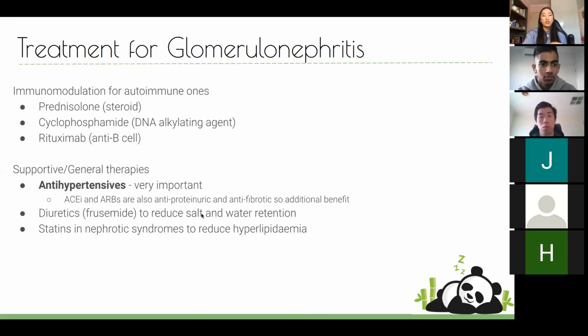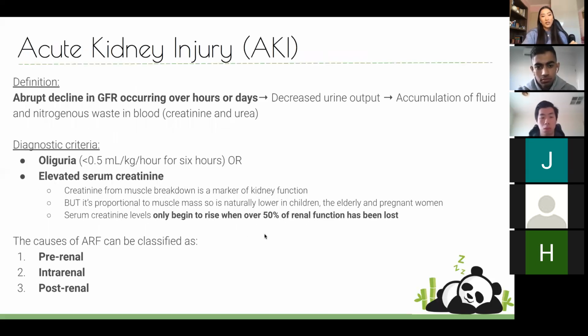And then if they have salt and water retention as a result of their edema, as a result of their proteinuria in nephrotic syndrome, you can also use diuretics. And remember, nephrotic syndrome, one of the other classic features that you see is hyperlipidemia. So you want to manage that as well with statins, because you can't forget about everything else and just focus on the kidneys. If someone has hyperlipidemia, they could end up dying from cardiac disease instead of the renal disease. So you manage everything.